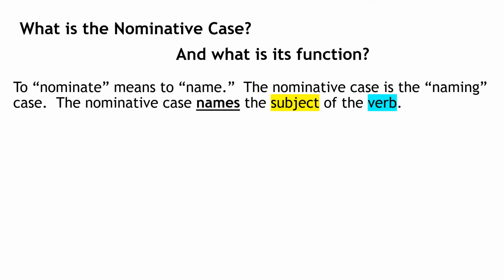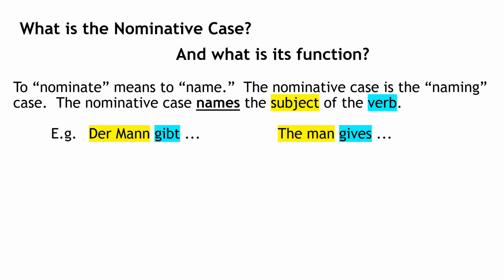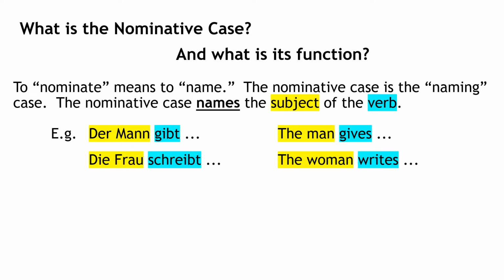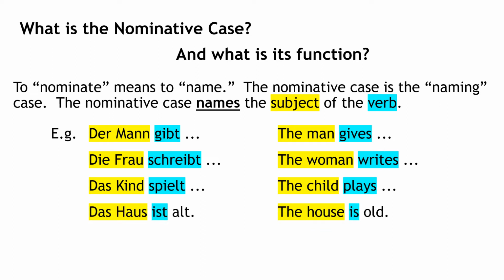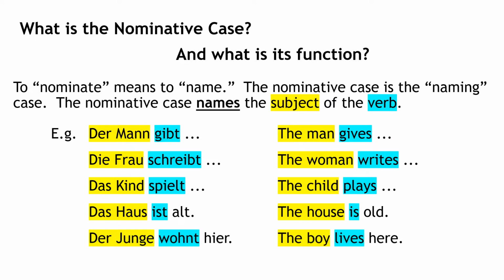Now, I'll give you a few examples of subjects and verbs with yellow and blue highlighting to keep you on the right track. Der Mann gibt. Die Frau schreibt. Das Kind spielt. Das Haus ist alt. Der Junge wohnt hier.